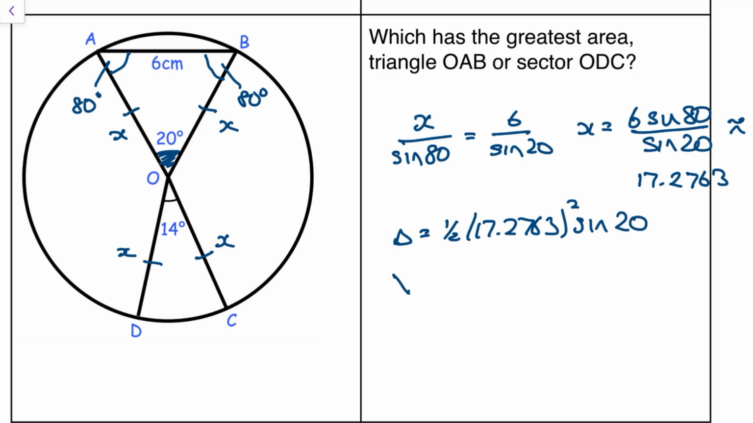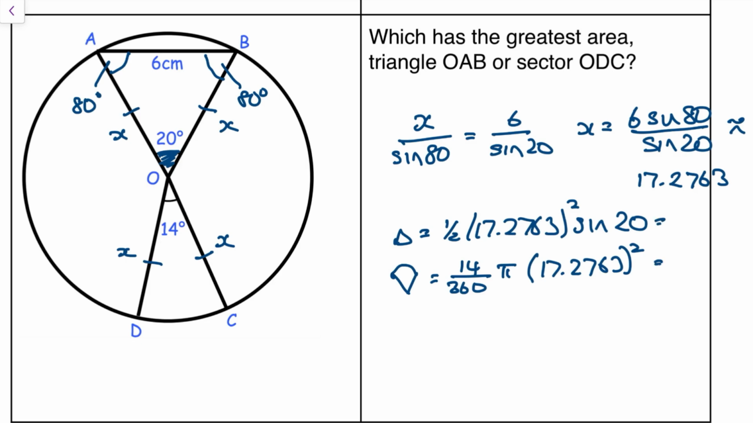And the area of the sector, so I'm going to draw a rough sector so it's obvious what I'm doing, is going to be 140/360 of a circle, which is pi times 17.2763 squared. Now you'll notice I'm doing 17.2763 squared twice, so I could make an argument that I don't need that bit, but I'm going to do it anyway just to show both areas clearly.